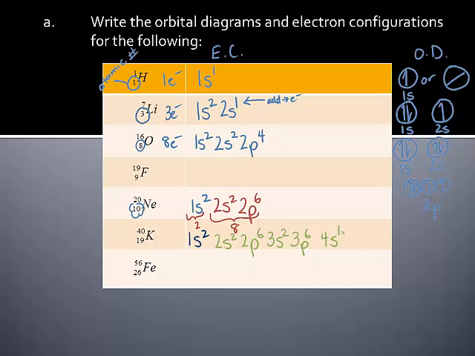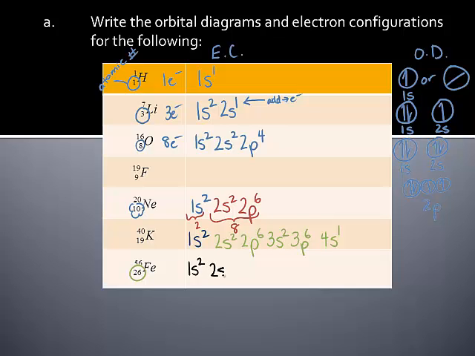Okay, last one that we're going to do together is iron, which has 26 electrons. I'm going to run through this a little more quickly because I think most people have caught on by now. If you haven't, please make sure you come in and get some extra help from me. So, we start with the 1s, and it can hold 2. That's only 2 electrons, so that's not enough.